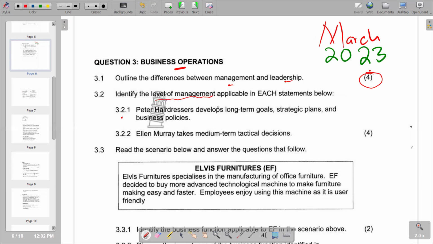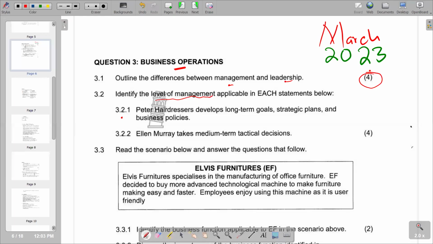The first part, Peter Head develops long-term goals, strategic plans, and business policies. On 3.2.1, the one that applies is top level management. We know that the responsibilities of top level managers include setting objectives, guiding the overall direction of the organization, and making decisions, which is exactly what we have on 3.2.1.